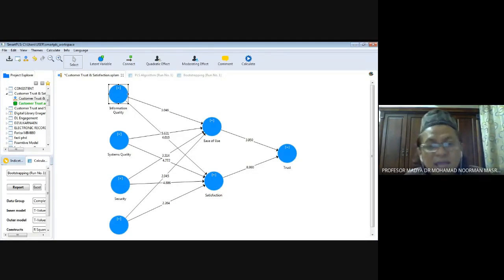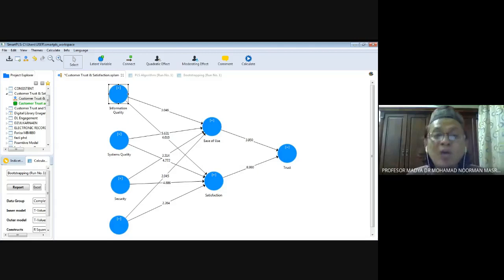At least we have to have a few relationships supported, a few hypotheses supported. If all are rejected, something is wrong somewhere, probably in the development of the framework itself, or probably in the measurement, in the questionnaire, or the choice of respondents.